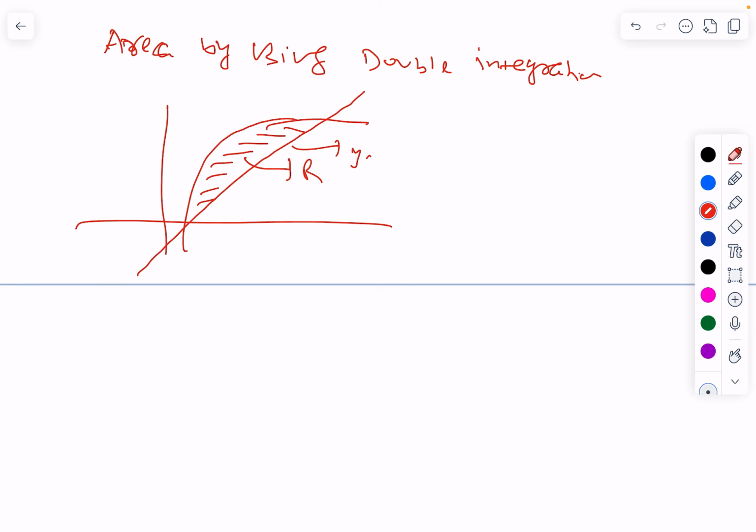so suppose this is y equal to f1(x), and this one is y equal to f2(x). And this is a point of intersection also. So if you want to find out the area of this region, the formula for finding the area of the region is like this: double integration of dA only. Find the limit from this region.